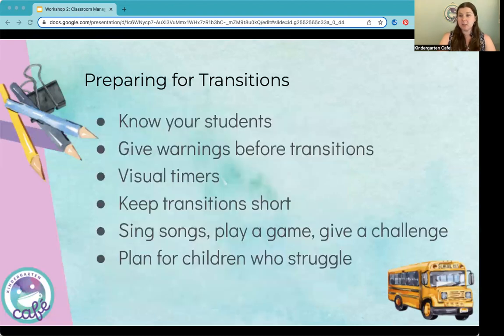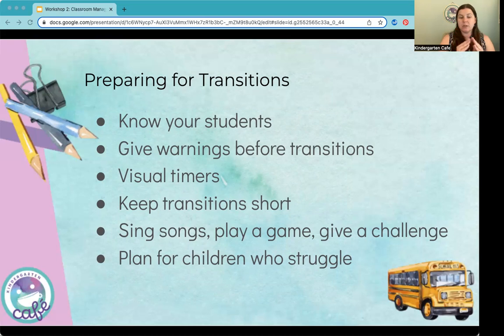There we go. Transitions are another time when classroom management is so important. We can be proactive about transitions, and that will help diffuse a lot of misbehaviors. So we want to prepare students for transitions by going over the schedule and having a schedule posted so they know when transitions are happening. Provide a warning before a transition, like 5 more minutes. You could use a visual timer to help children understand what that amount of time means, because they really don't understand what 5 more minutes means.